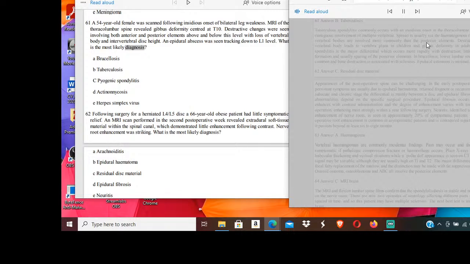61 Answer B, tuberculosis. Tuberculous spondylitis commonly occurs with an insidious onset in the thoracolumbar region with contiguous involvement of multiple vertebrae. Spread is usually via the hematogenous route, and the vertebral bodies are involved more commonly than the posterior elements. Destruction of the vertebral body leads to vertebra plana in children and gibbous deformity in adults. Pyogenic spondylitis is the major differential, which occurs more rapidly with destruction, little new bone formation and usually sparing of the posterior elements. In brucellosis, lower lumbar involvement is common and bone destruction is associated with sclerosis. Epidural extension is minimal.